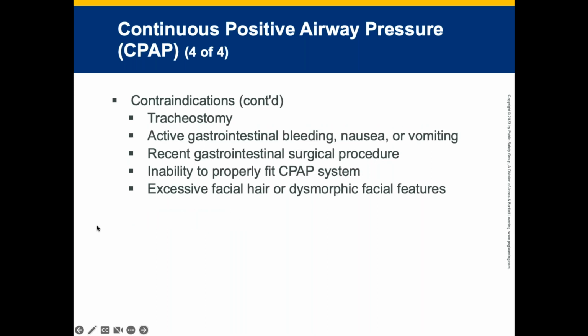And last slide before we take a break. If they are in a trach, if they have a gastrointestinal bleeding, nausea, or vomiting actively, recent gastrointestinal surgical procedures, the inability to properly fit the CPAP system by mask, or excessive facial hair as well, or dysmorphic facial features. So reassess the patient for signs of deterioration and or respiratory failure.